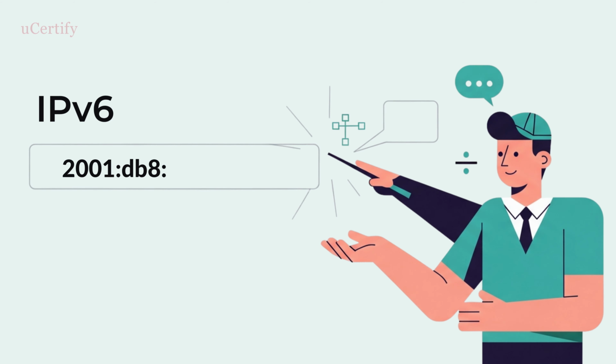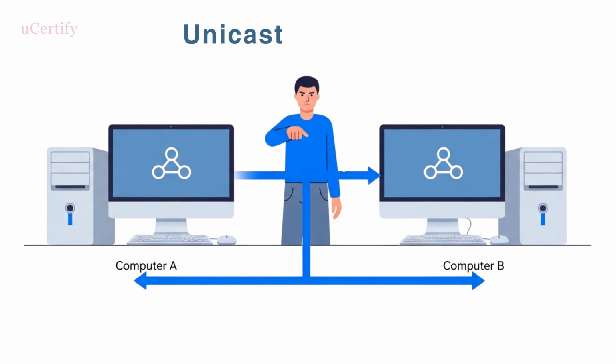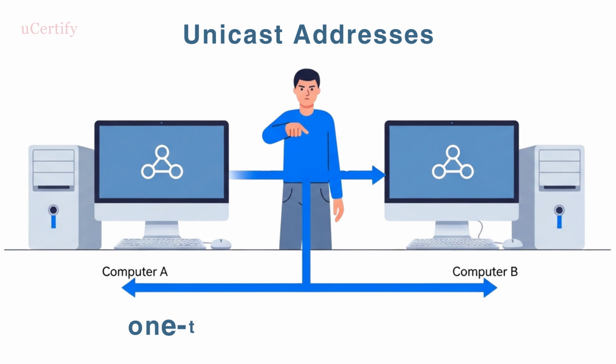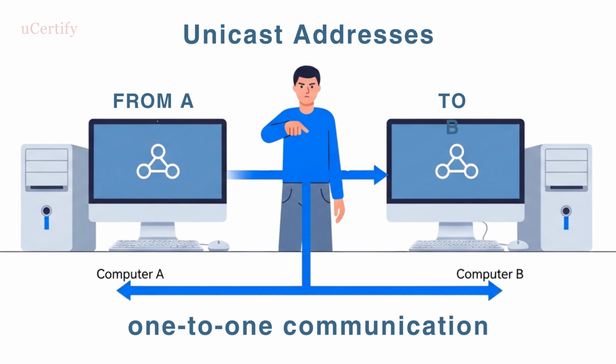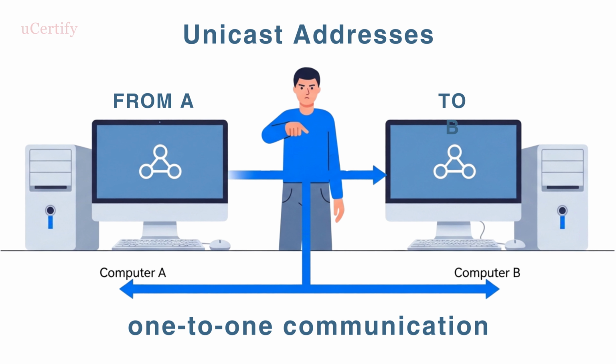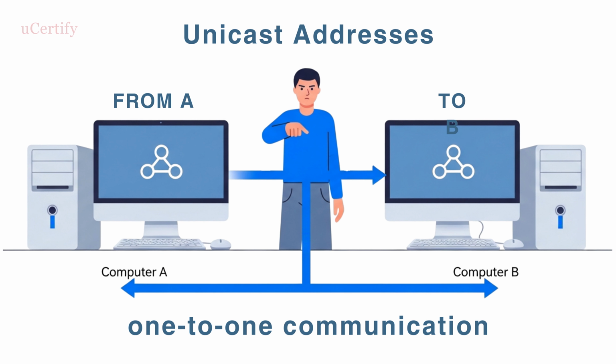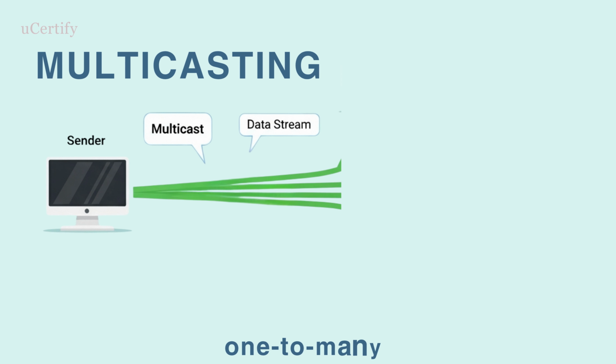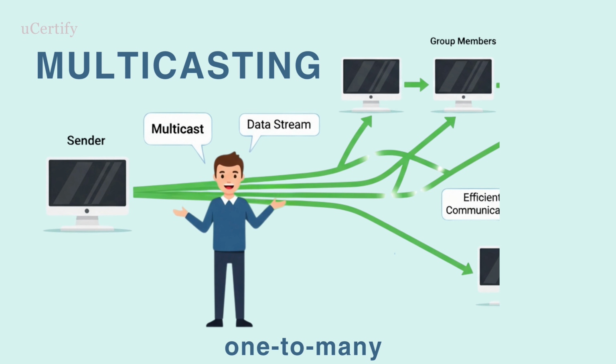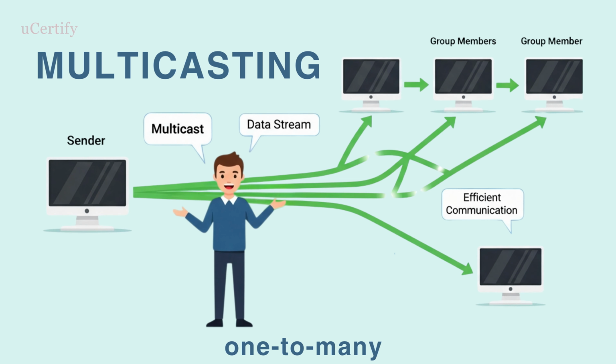Prefix length notation like /64 defines the network portion in IPv6, replacing subnet masks and offering more flexible network addressing. Unicast addresses in IPv6 facilitate one-to-one communication between devices, ensuring that data is delivered directly to a specific destination and reducing unnecessary traffic. Multicast addresses enable one-to-many communication, allowing a single device to send data to a group of interested recipients, improving efficiency for applications like video streaming and online gaming.